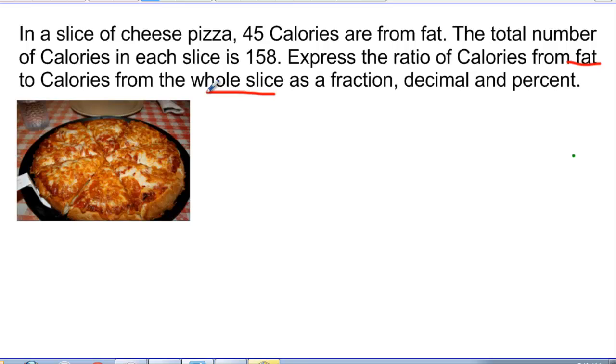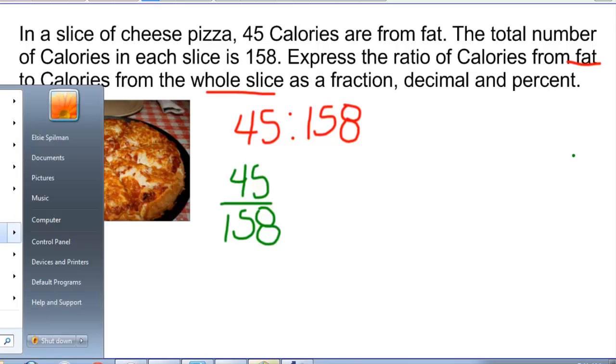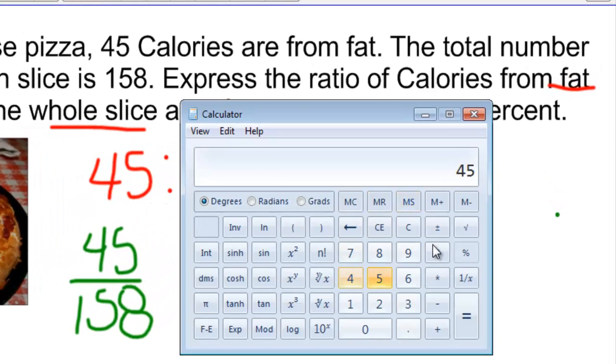So I know the calories from fat are 45, and the calories from the whole slice are 158. There's a ratio. If I want to write that ratio as a fraction, I'm just going to put 45 over 158. And it looks to me like that is in simplest form. So now I want to express that as a decimal. I'm going to use my calculator, and we'll do 45 divided by 158, because remember, this is just a division problem.